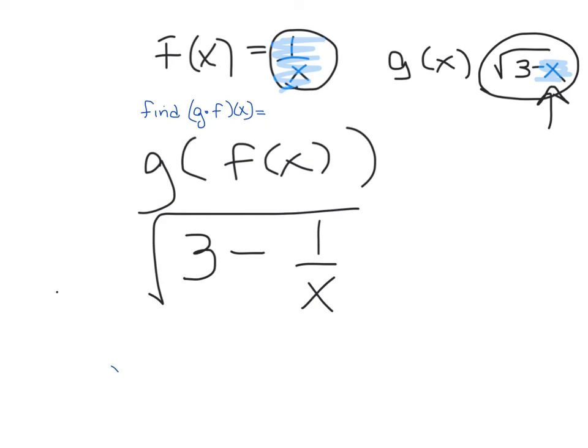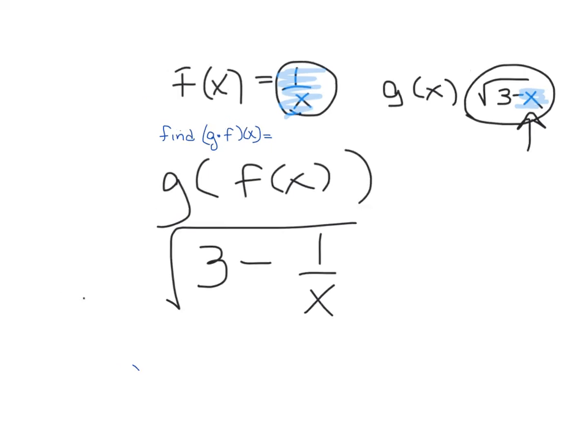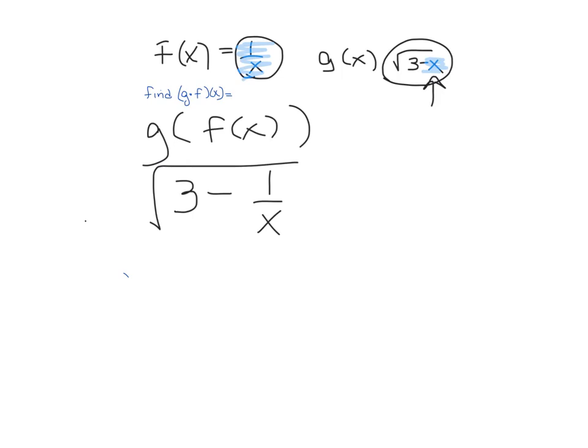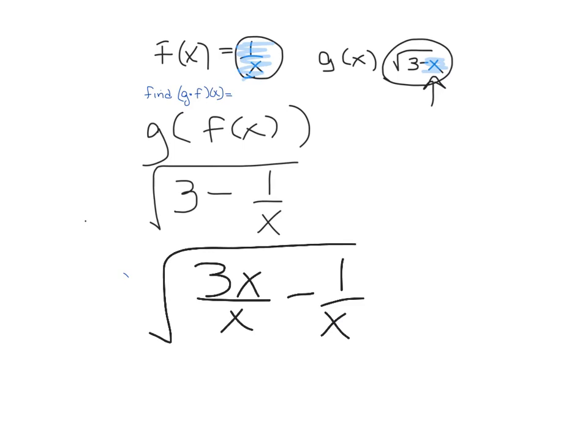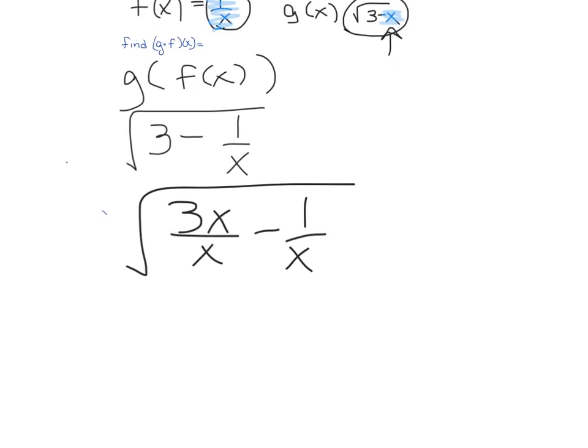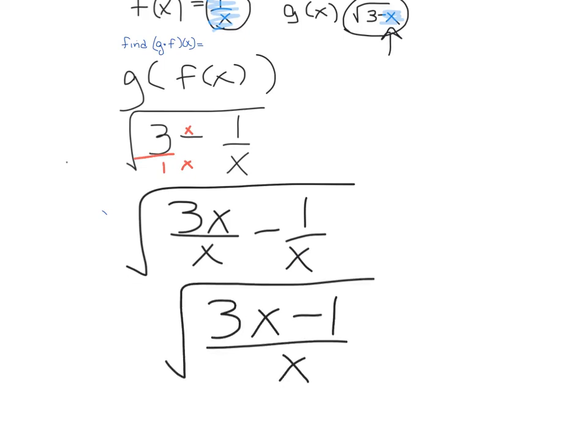So now I need to find a common denominator because I need to simplify this thing. So my common denominator is going to be x. So I get 3x over x minus 1 over x, because whatever you do to the bottom to make it have an x, you do to the top. So now I'm going to simplify this and just show it as 3x minus 1 over x under the radical.